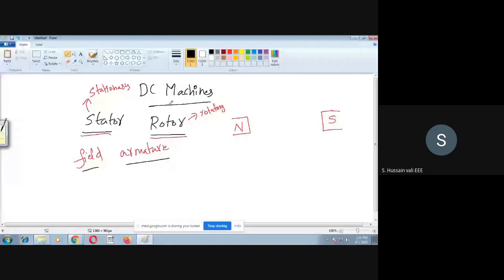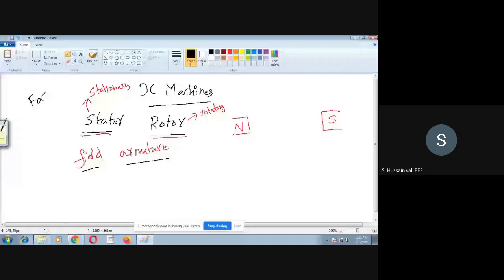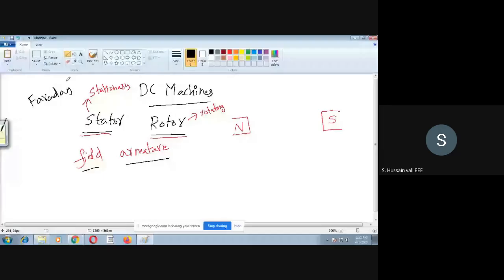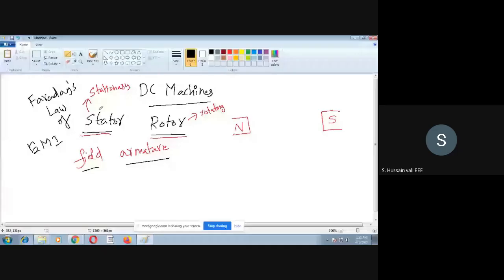The principle we will use here is Faraday's law of electromagnetic induction. So this is the principle we will use. Now what is Faraday's law? Please, anyone can answer. Then I will tell you that Faraday's law says this: when there is a magnetic field, field here in the sense, it is a magnetic field, not electric field. Okay.